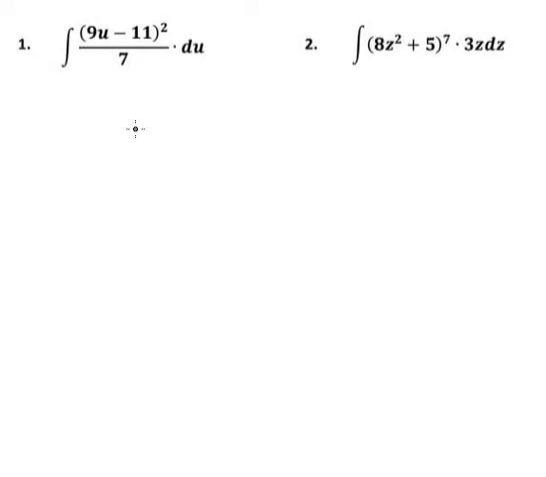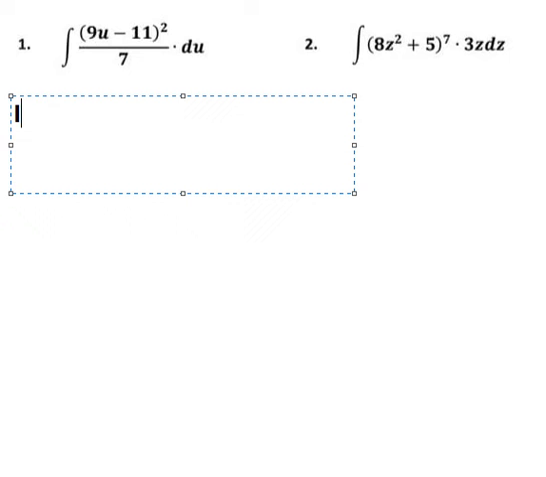Hello everybody, so today I will talk about calculus. The topic today is about integration. So now I will show you how to answer. Question number 1, we can use integration by substitution.